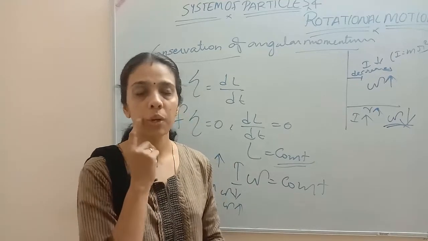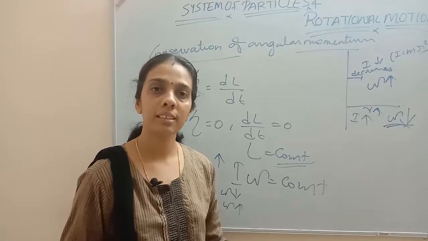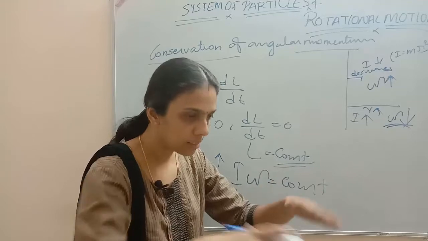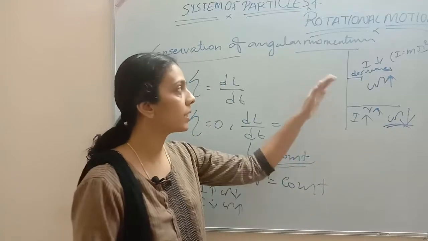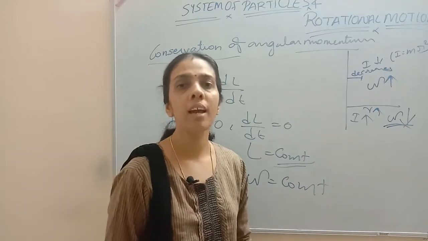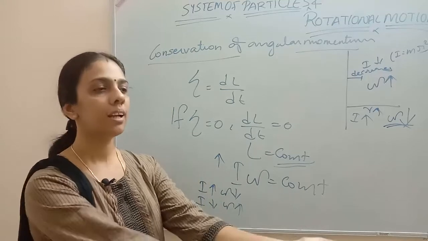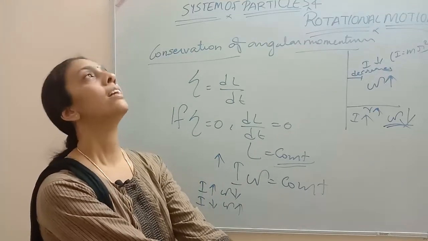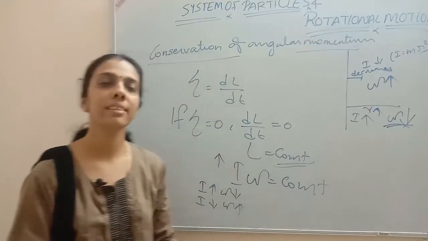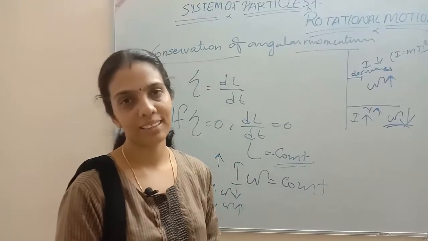In parks also you can see roundabouts. In roundabouts, while the children are keeping close to each other, as if all are crowded, then we can see the angular velocity will be increasing. But while they are moving away, what will happen? Angular velocity will be decreasing. While they are moving away from the roundabout, you can see the velocity will be decreasing at that time.